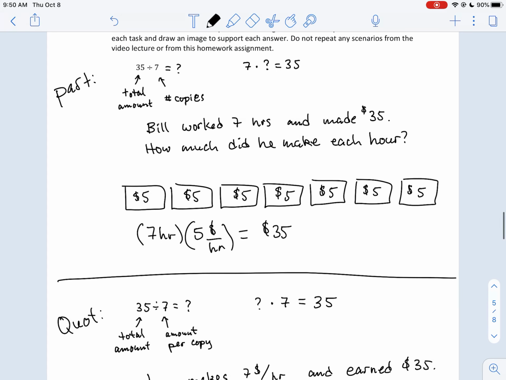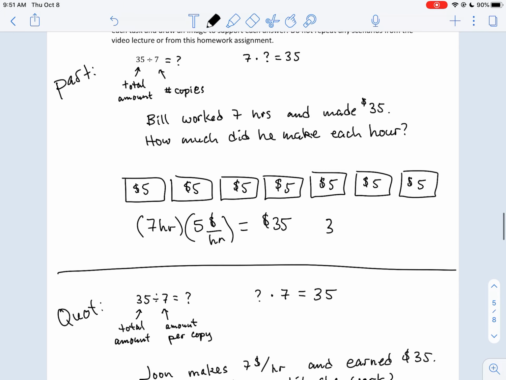But you'll notice that the 7 hours was the multiplier in this case, and it was the amount of dollars per hour that we were after. So that's a missing multiplicand task, which means that partitive division resolves it. So we would say, therefore, 35 divided by 7 yields 5.